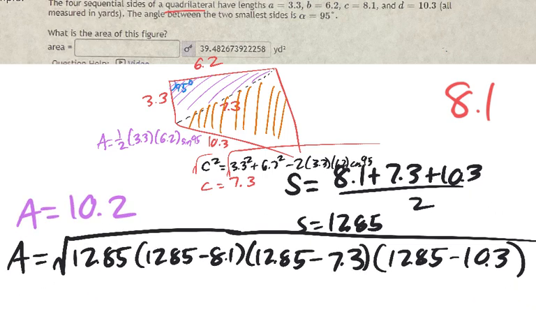Semi-perimeter. You add up all the sides and divide by 2. Like a semicircle is half a circle. Semi-perimeter is half the perimeter.